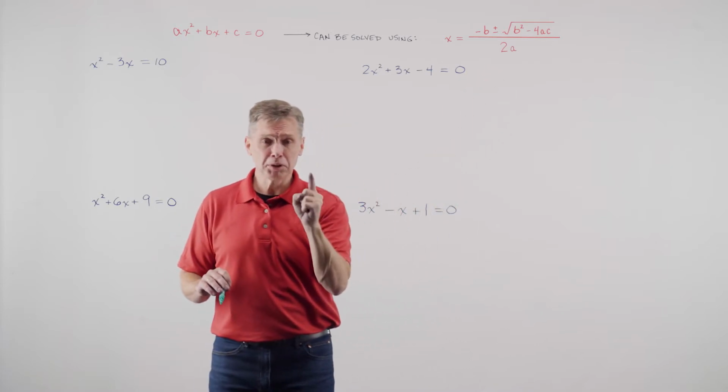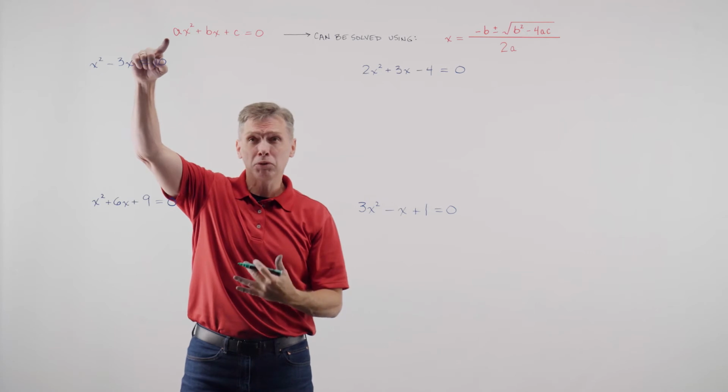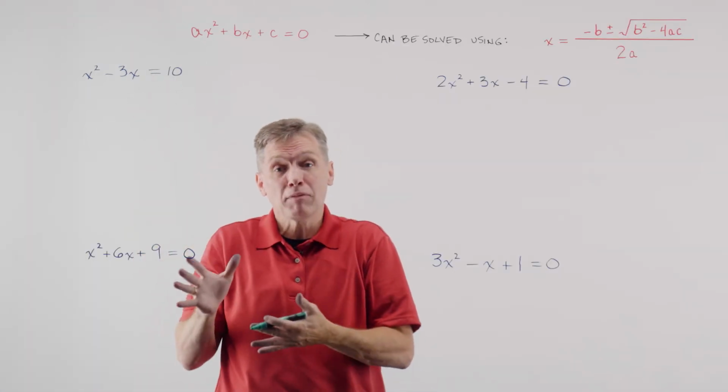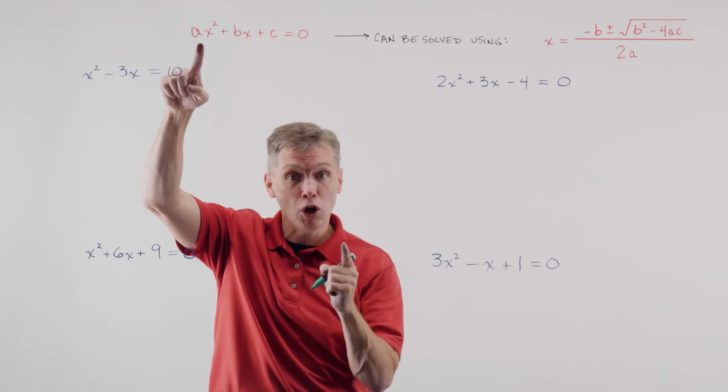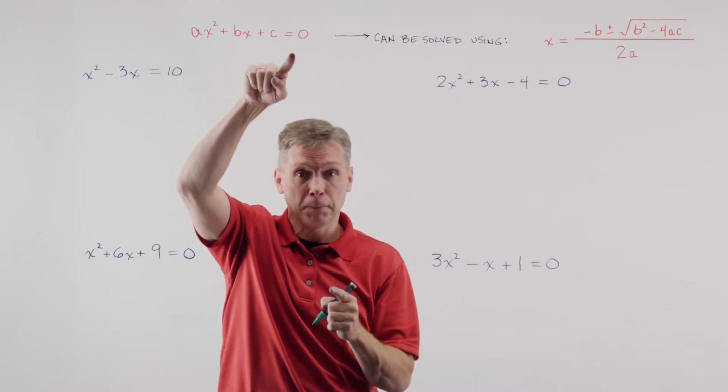Here's the next thing, and you want to make sure you remember this, is that when we're using the quadratic formula, you have to have a quadratic equation. So I've got ax squared plus bx plus c. But notice, equals 0. Okay?